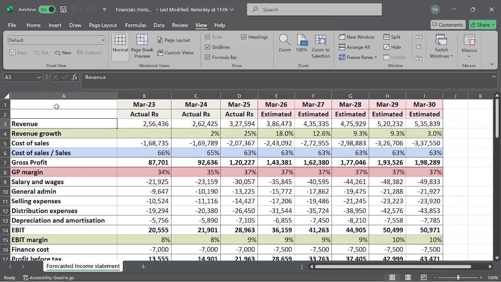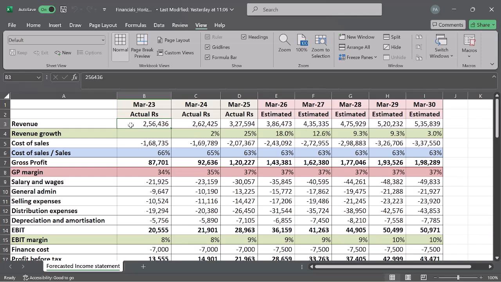Then you have to estimate the future. Maybe the past is given to you and you have to estimate the future. Even the past numbers you change, and estimate the future. So we'll revisit the template later on. Here the revenue numbers are given to you.